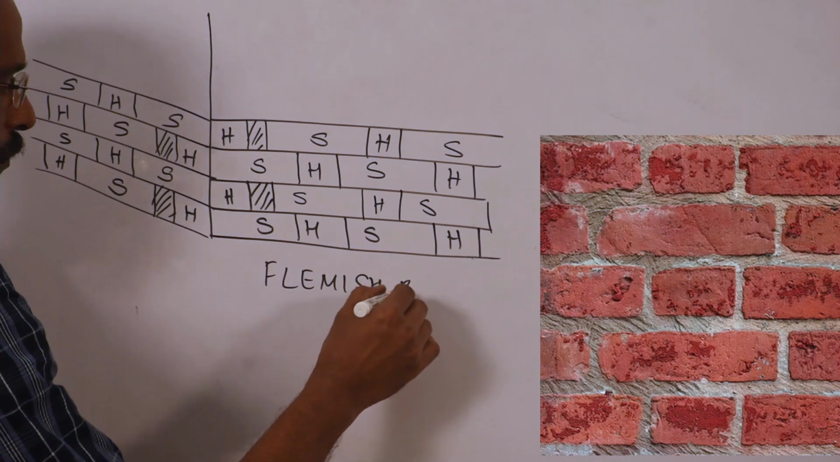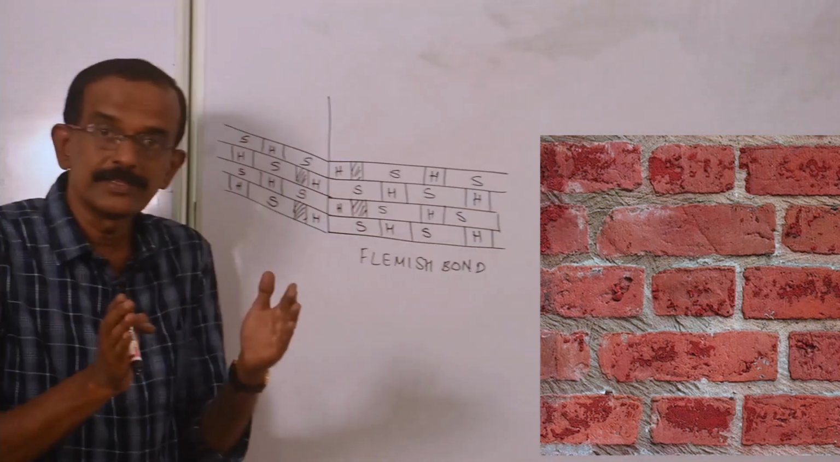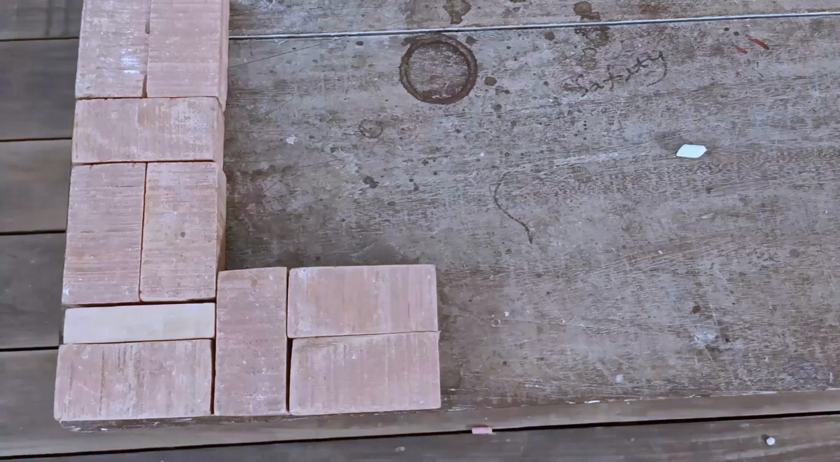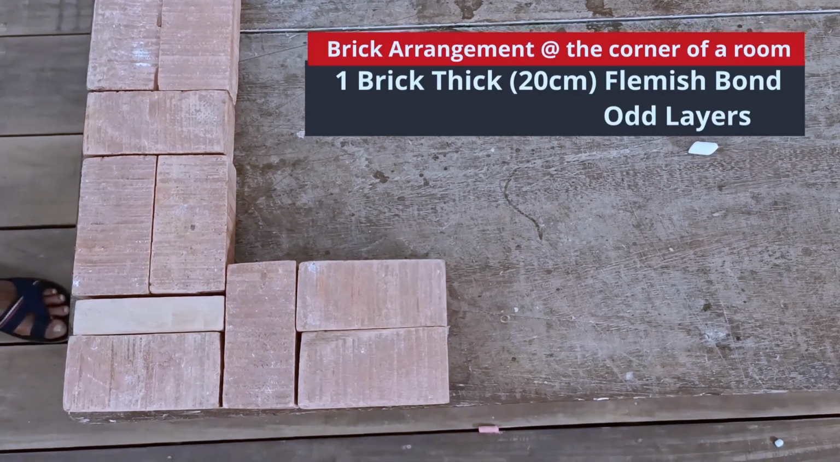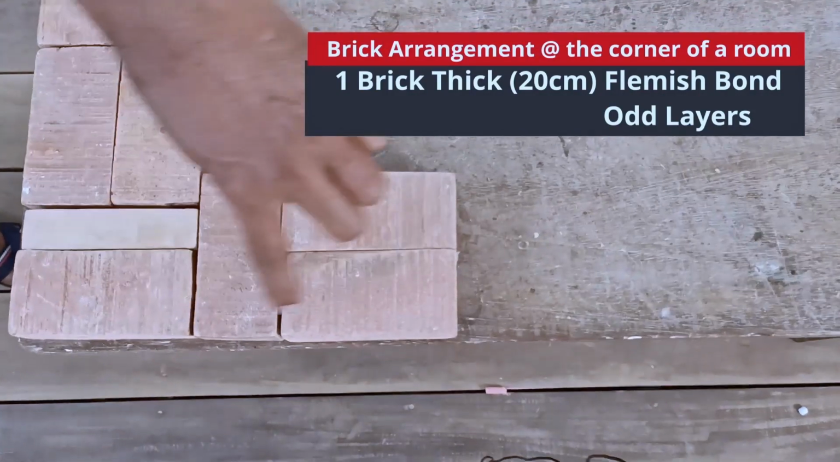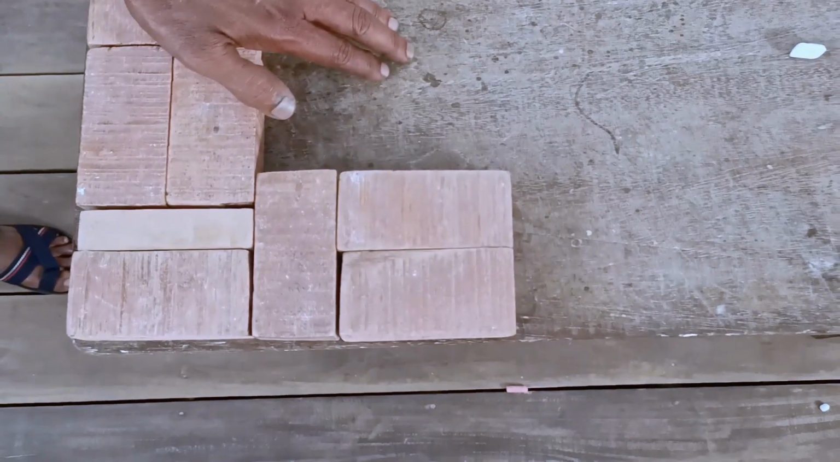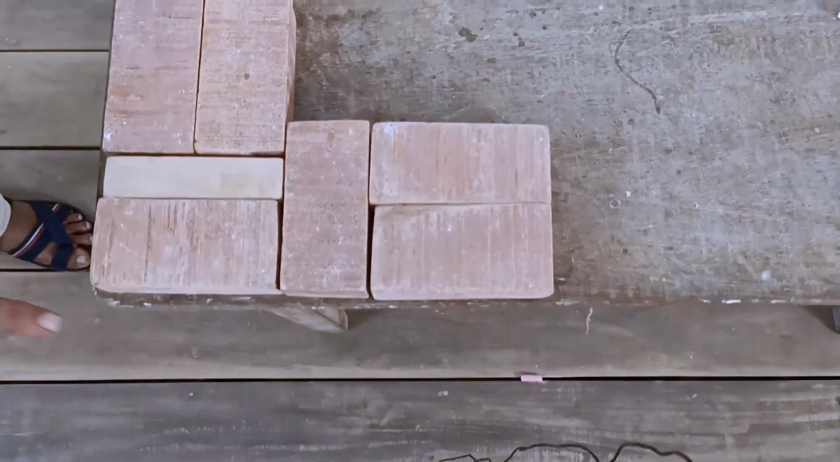Flemish bond. So first you will see the top view of the Flemish bond. If the width or the thickness of the wall is 1 brick, that is 20 centimeter. Flemish bond 1 brick thick, that is 20 centimeter. One wall is constructed in this direction, another wall is constructed in this direction. This is inside the room and this is outside. Outside you see how the bricks are arranged.